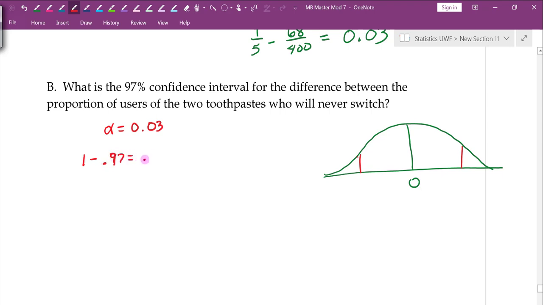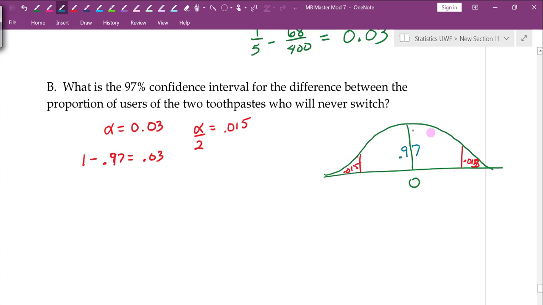So half of alpha is going to be 0.03 divided by 2, and that's 0.015. So I'm going to put 0.015 in the left tail, 0.015 in the right tail. In the very center, we know that we have 0.97. So if we were to add all of this up together, it equals 1.0.